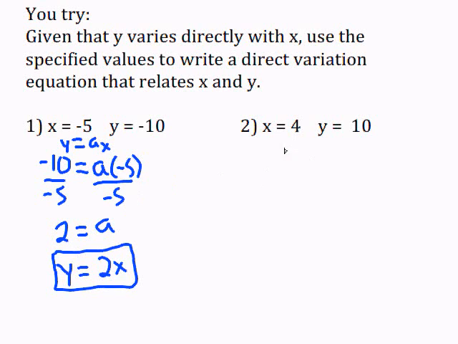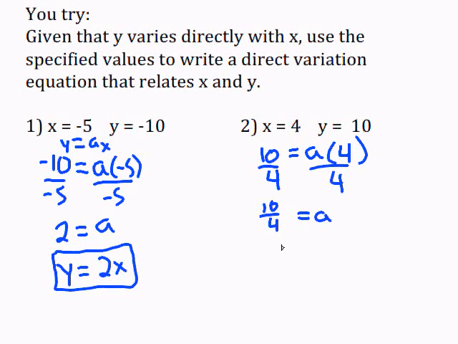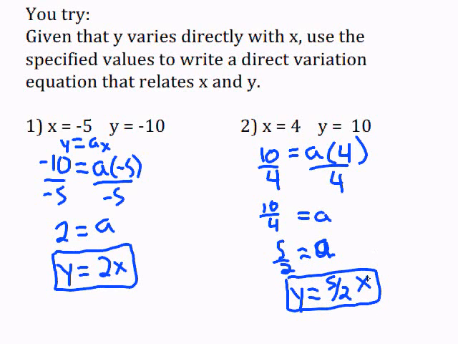For the second equation, you substitute 10 in for y, and a stays a since we don't know what it is, times 4. We divide both sides by 4, and we get a is equal to 10 over 4. 10 over 4 reduces to 5/2. So since we know a is equal to 5/2, that gives us our final equation, y equals 5/2 x. And there you go, you've written the direct variation equations, given an x and a y value.